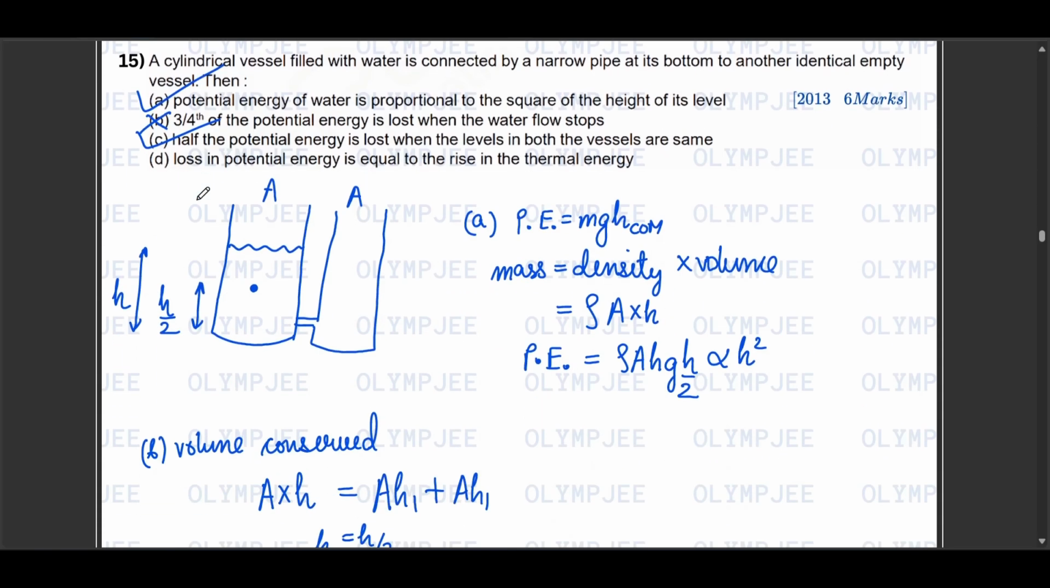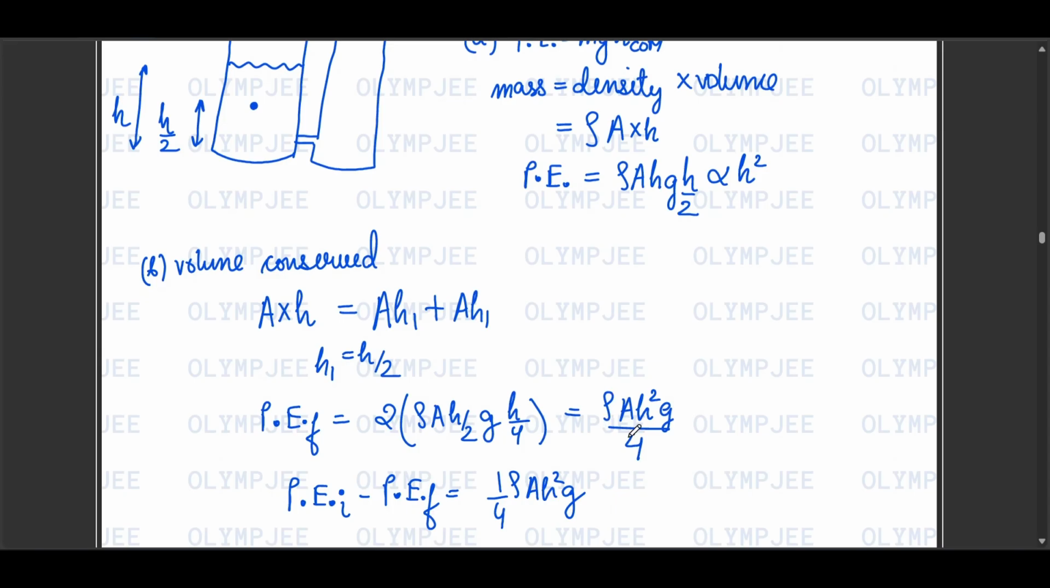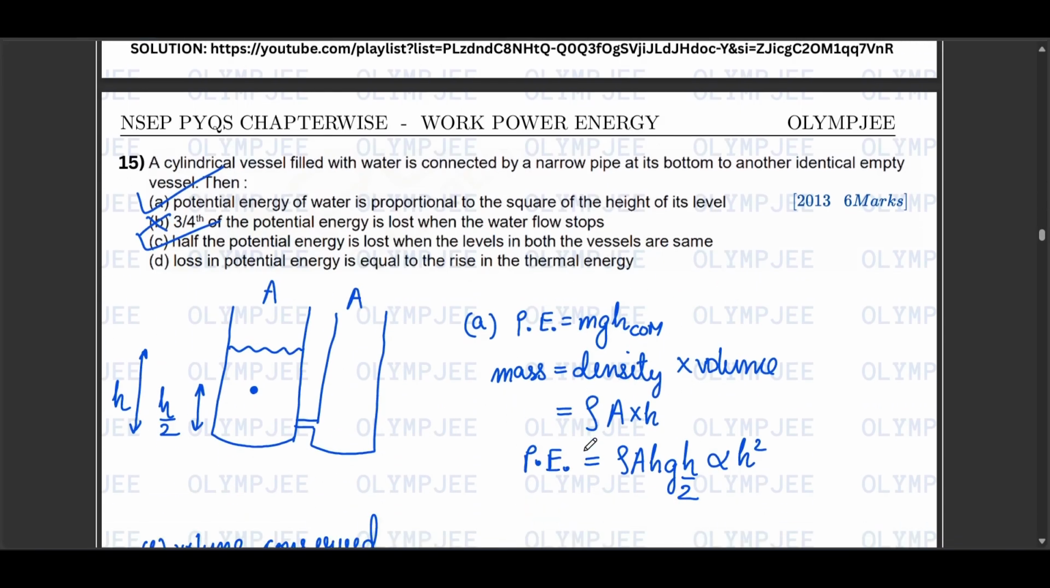Okay, so the D part is a bit conceptual, that the loss in potential energy is equal to the rise in thermal energy. This is correct because energy is conserved in the universe, so the energy that is lost in potential energy, we just found out how much, has to go somewhere and will be released due to the viscous forces, increasing the temperature of the surroundings. So this is also correct. So the correct answer is ACD. This was a nice question.